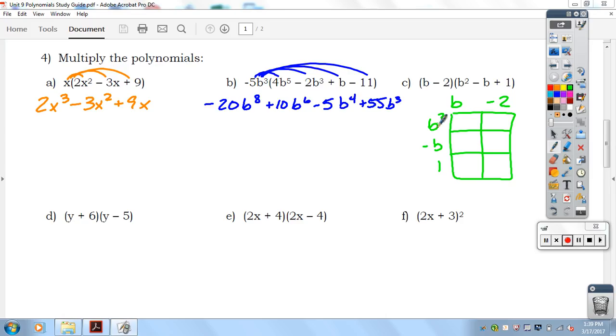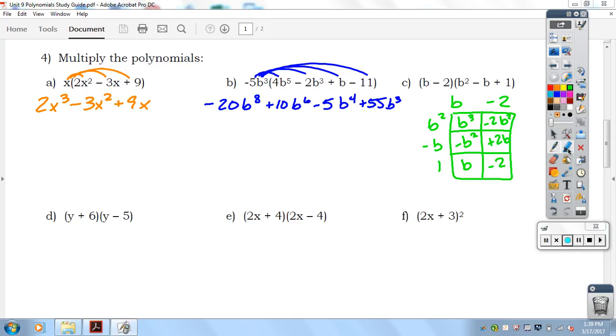That also would work. B squared times b is b cubed. B squared times negative 2 is negative 2b. Negative b times b is negative b squared. Negative b times negative 2 is a positive 2b. 1 times b is b. 1 times negative 2 is negative 2.